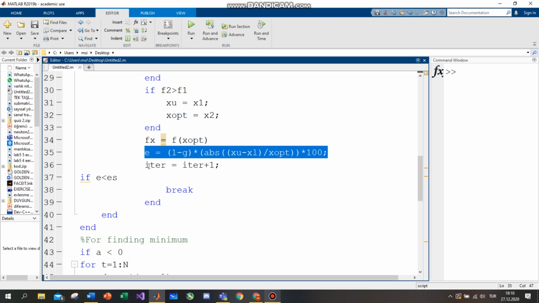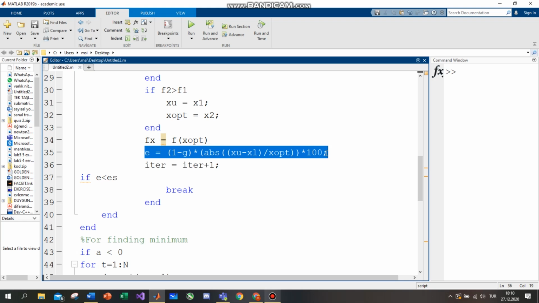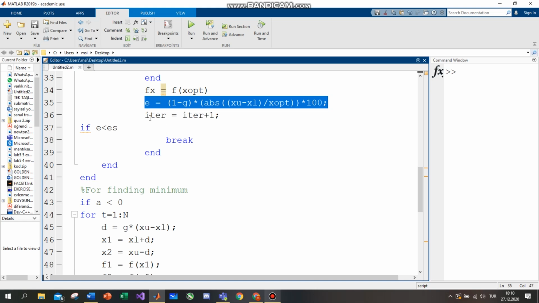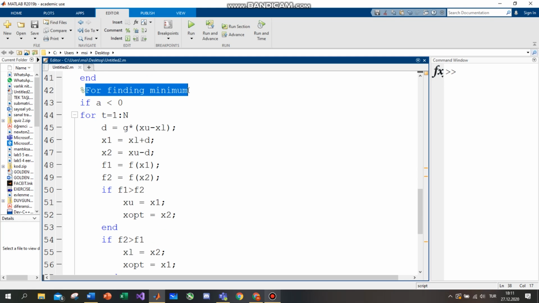In the book I see the definition, and when we write the code and run it, we will see in the command window the error calculation. Iteration equals iteration plus 1 if the iteration conditions are met. A break means the process exits if the conditions are met.